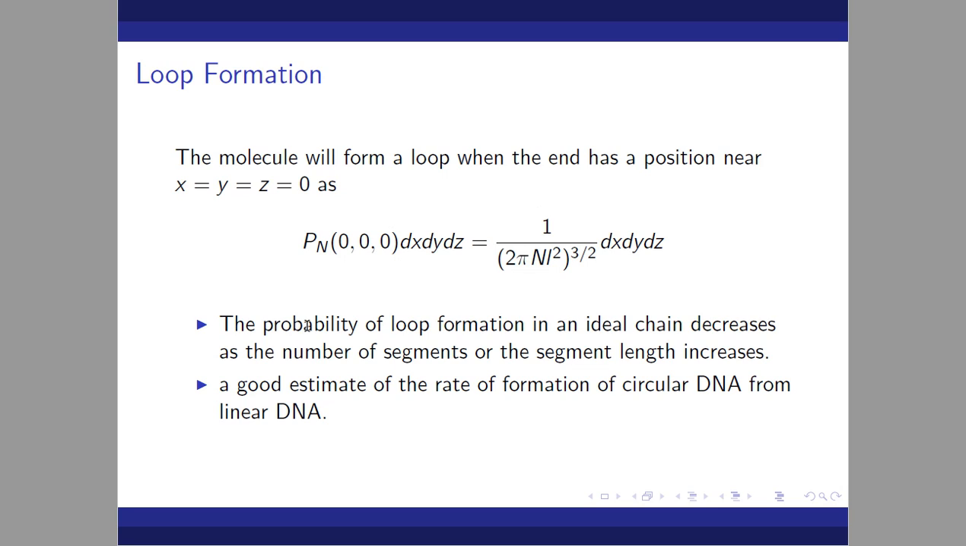So the probability of loop formation in the ideal chain decreases as the number of segments or the segment length increases. So if the polymer is long, the probability of making the loop will be much smaller. We have a good estimate of the rate of formation of circular DNA from linear DNA. Circular DNA is the loop, linear DNA is in one dimension.